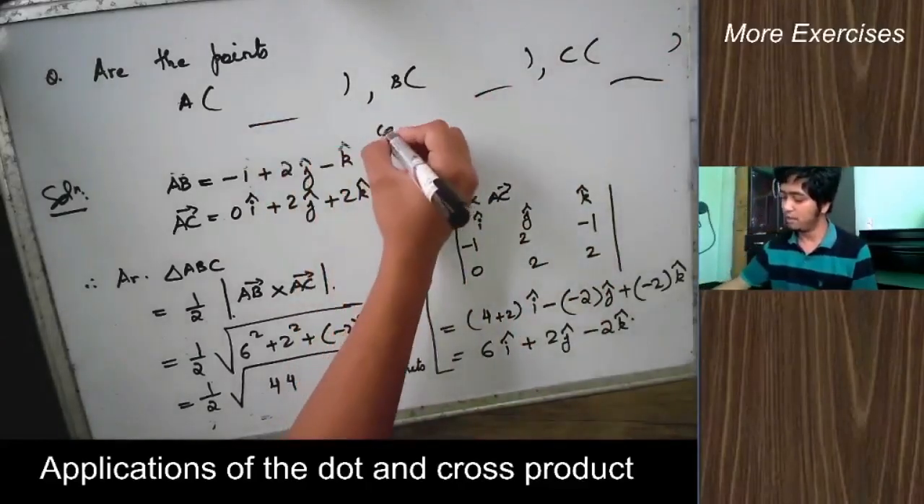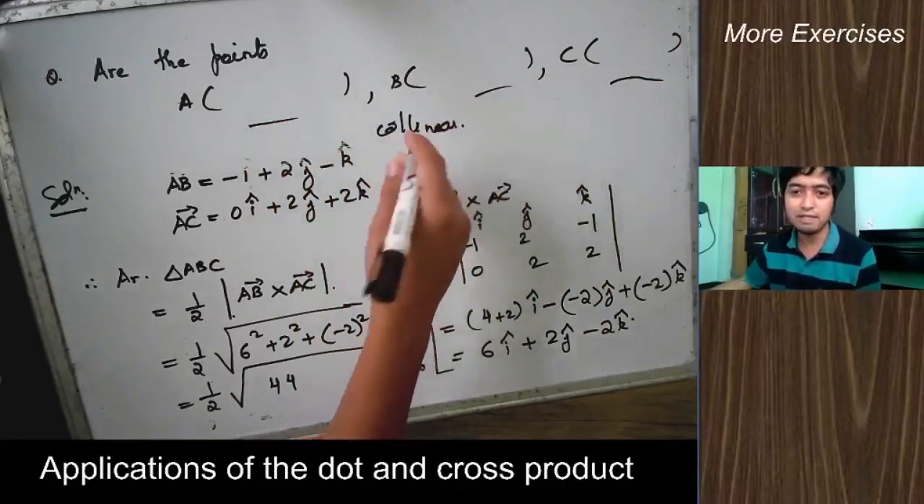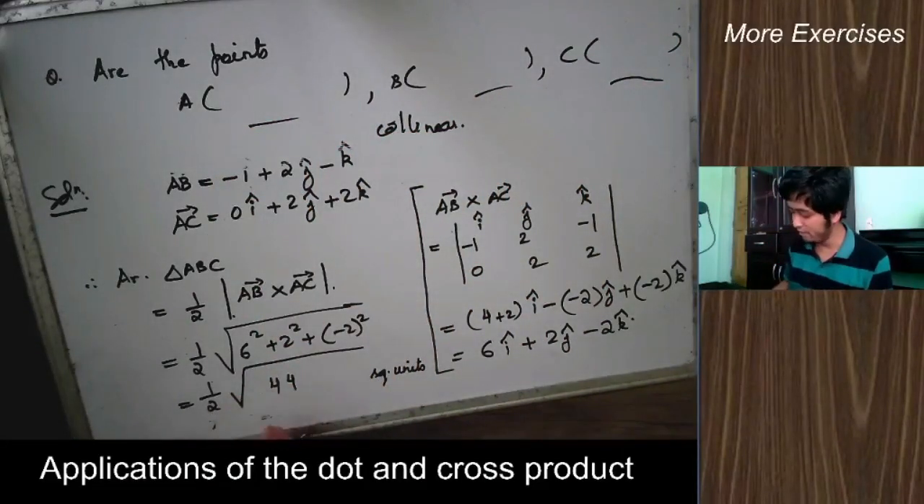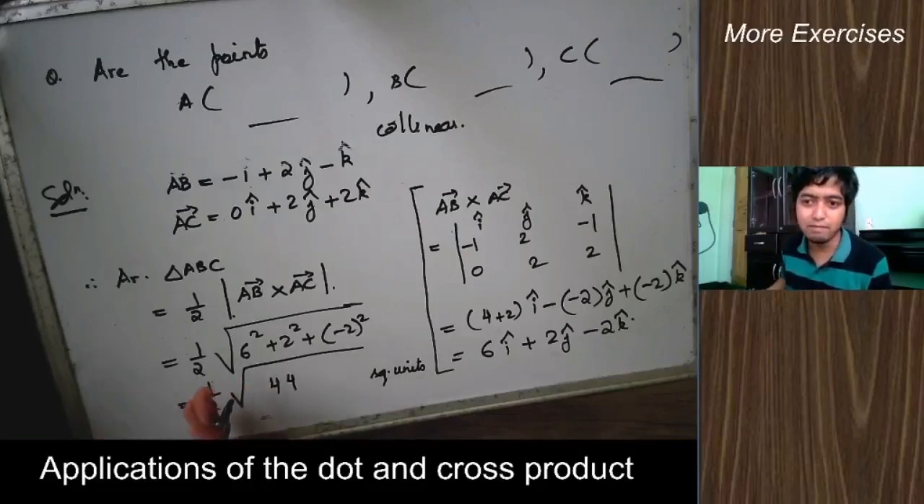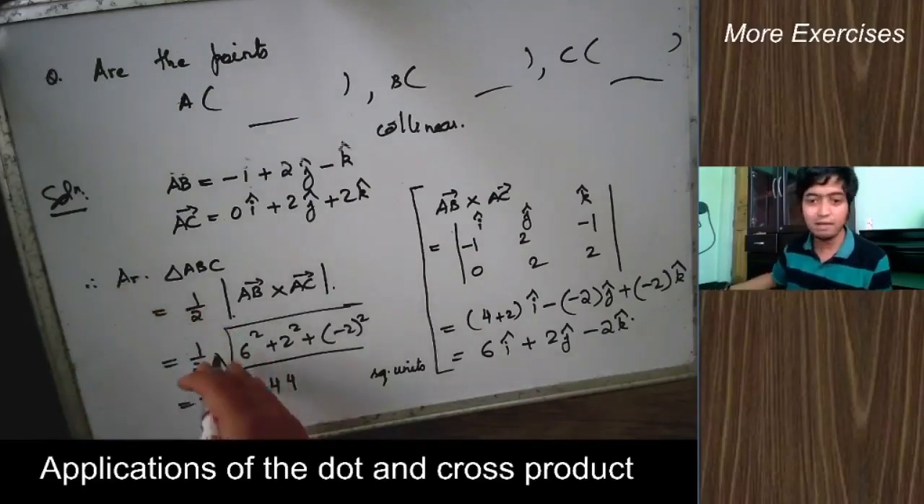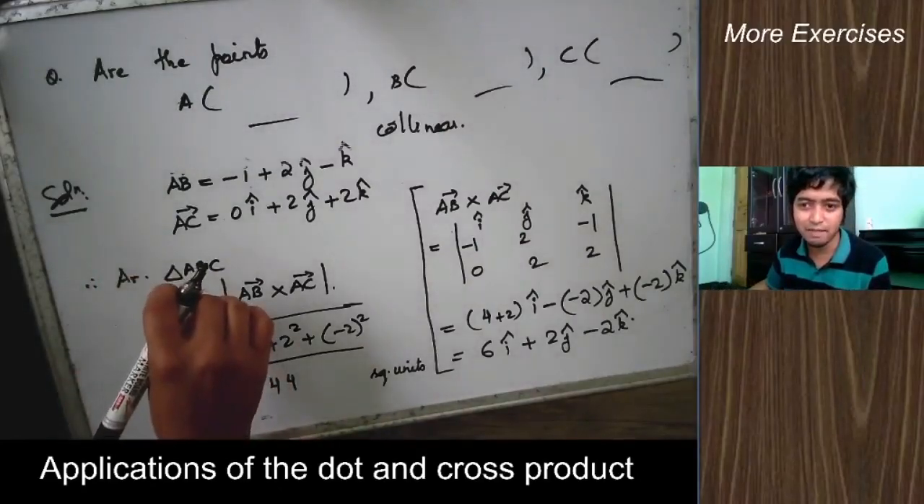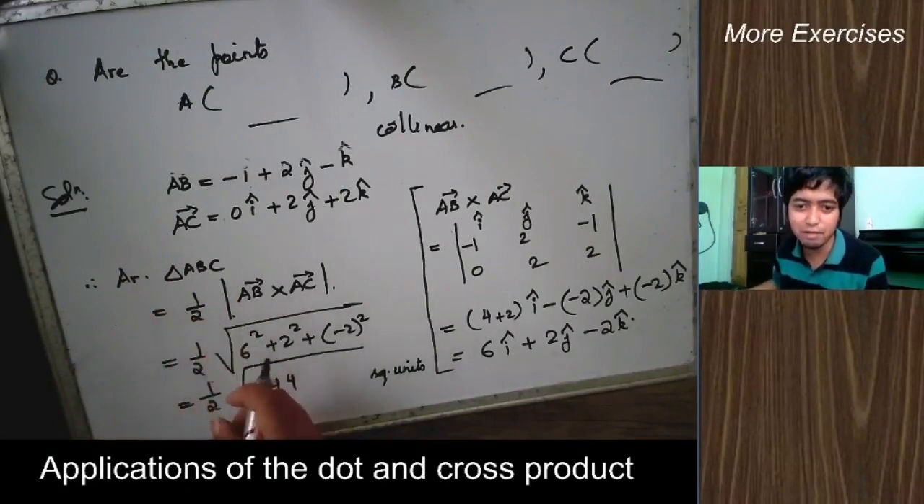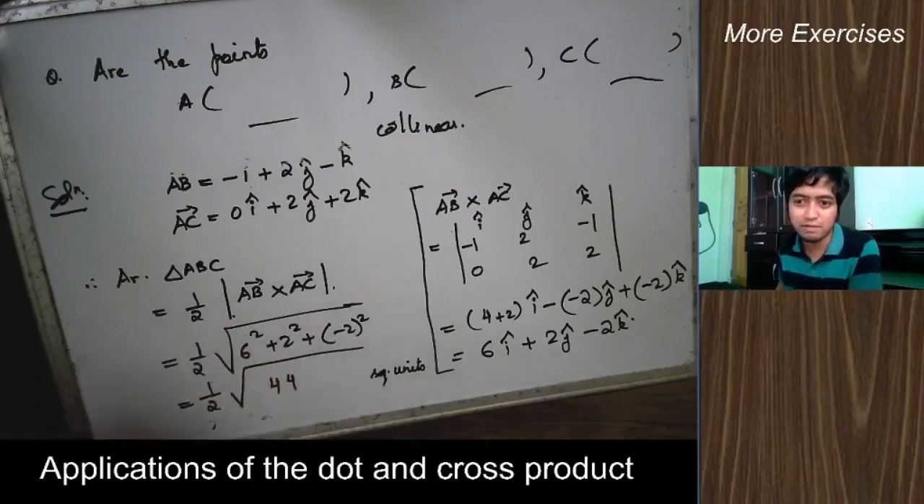Are the points collinear? Whenever you see this type of question, what will you do? You will calculate the same thing, the area of triangle ABC. If it is equal to 0, you will conclude that the points are collinear. If it is not equal to 0, then you can say that they are not collinear. So it's really simple.